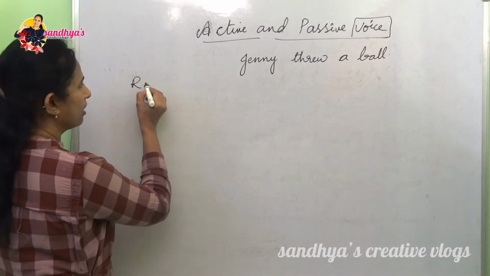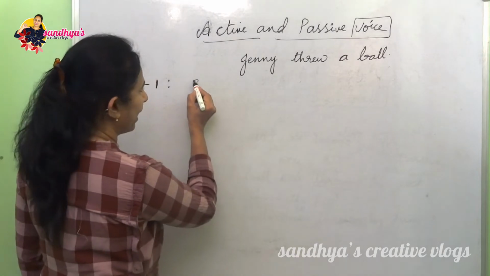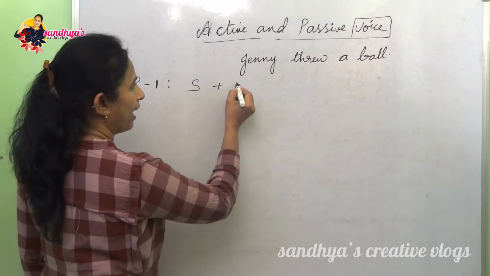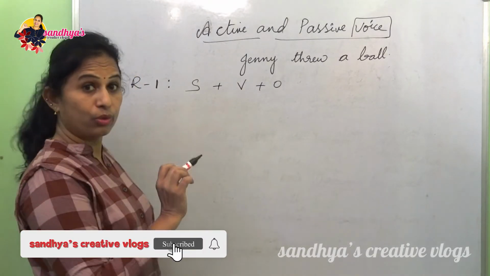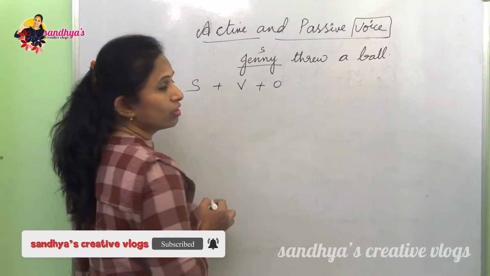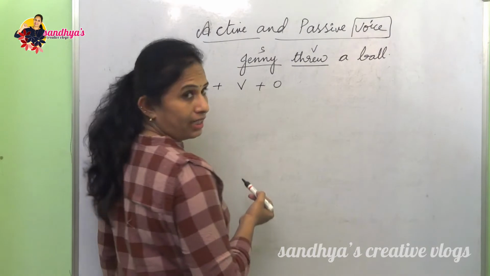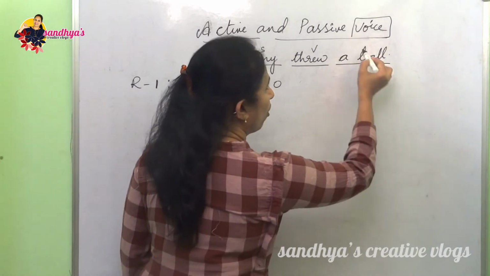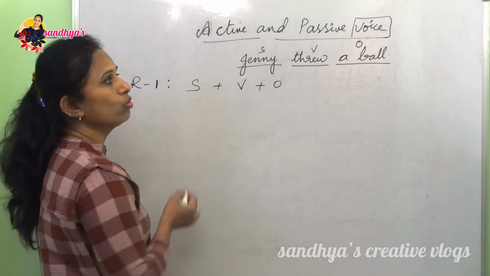Now let me take rule number 1. In rule number 1, first you identify the subject and the verb and the object. This is the first thing you need to do when you look at a sentence. Now, Jenny is the subject because it is doing the action. Threw is the verb. It is the action. And a ball is the object. Okay, so this is rule number 1.